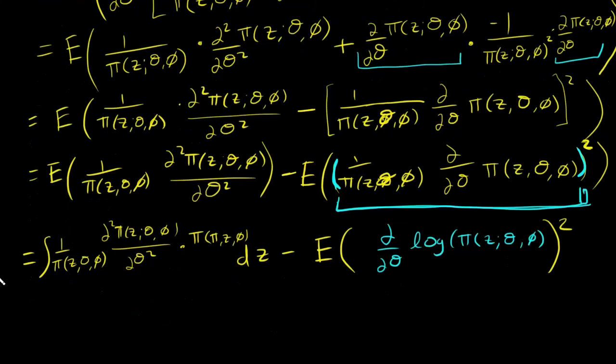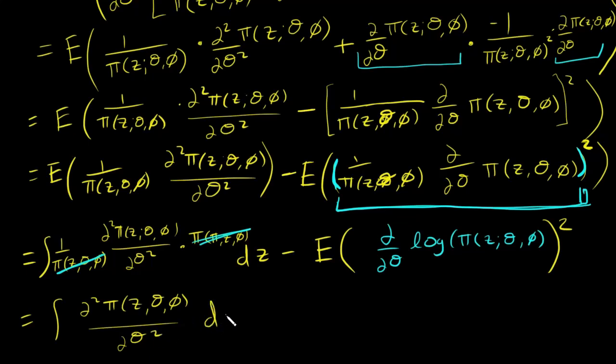For this part of the equation, we notice that this part will cancel with this part here. So you end up with the second derivative of the density function dz. And then this piece here is the same thing as the expected value of the first derivative, which is basically the log likelihood function.